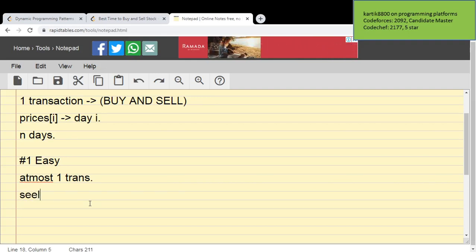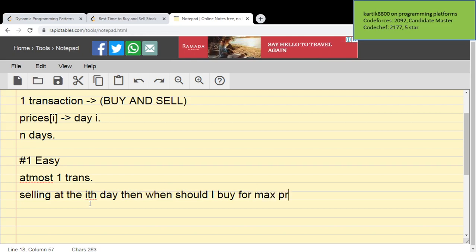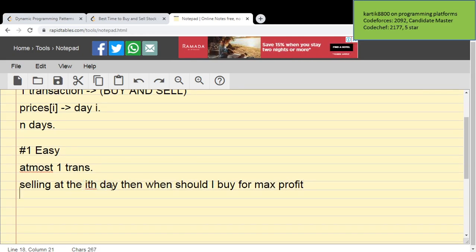So if I'm selling at the ith day, then when should I buy for maximum profit? Imagine that I fixed that I'm going to sell the stock at the ith day. Then when should I buy the stock to make the maximum profit? Of course, if I'm selling at the ith day, then buying has to be done during the days from 1 to i-1.